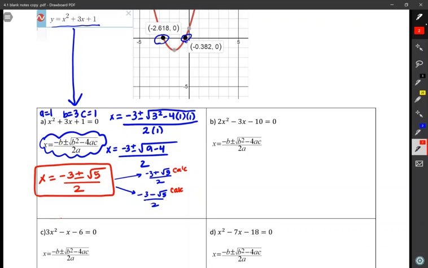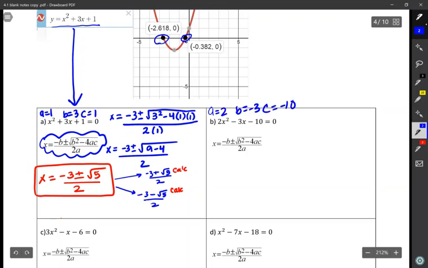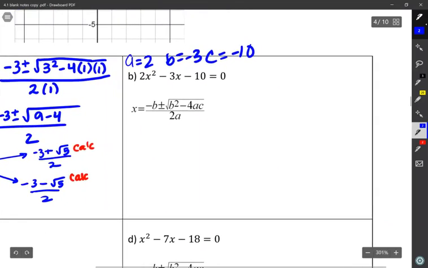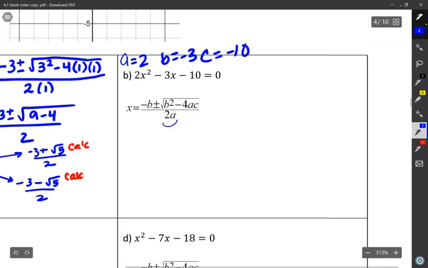Okay, next one, not too bad. Find your a, b, c values. Your a value is 2, b value is negative 3, c value is negative 10. It sounds tedious to write it all down, but until you get really good at these, it's real easy to make a mistake. So just go ahead and take that extra time.